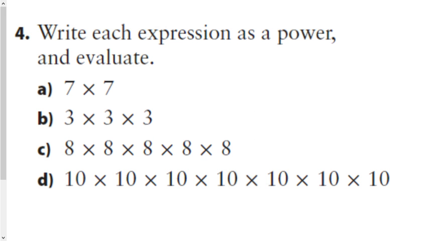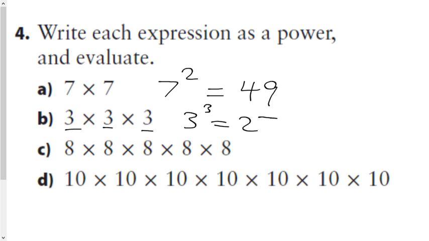In question 4, it says write each expression as a power, then evaluate. So as a power, this is 7 multiplied by itself twice, which means I'm going to use an exponent of 2. And 7 squared is not 14, but rather 49. 3 multiplied by itself 3 times is a base of 3 to an exponent of 3 because you're multiplying it by itself 3 times, once, twice, 3 times, which equals in standard form 27.